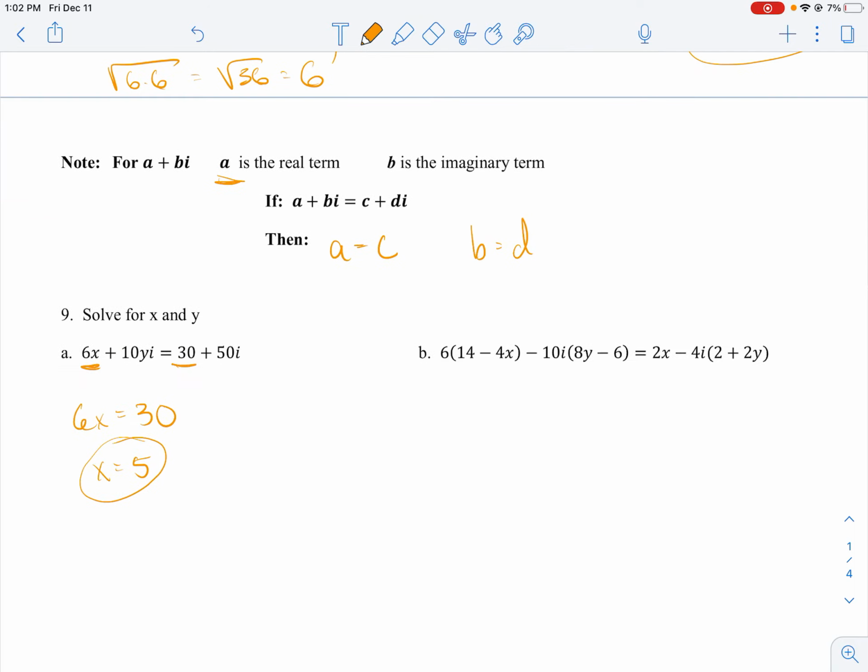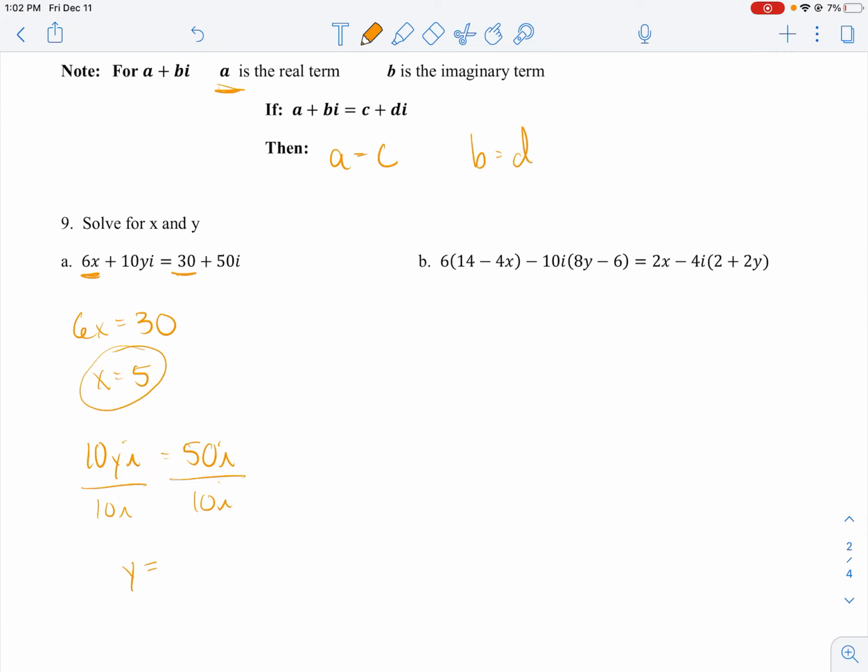Now, solve for y. So we get 10yi is equal to 50i. So I divide by 10i, divide by 10i, and what do I get? y is equal, again, to 5. So what values for x and y make this statement true? Those two values right there. But you can kind of see, how do I get from 6 to 30? Well, x must be 5. And how do I get from 10 to 50? Well, y must be 5 again. So that's what we're doing for these particular problems.